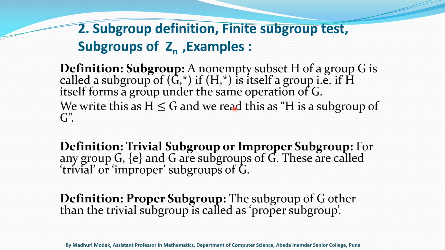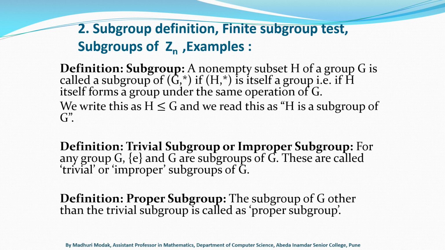Now, if you consider any group G with respect to star, then that group always has two subgroups. One is the set containing the identity only, that is {e}, and another is G itself, because every set is a subset of itself. So for any group G with identity e, {e} and G are always subgroups of that group. These two subgroups are called trivial or improper subgroups of G. Now, what is a proper subgroup? A subgroup of G other than the trivial subgroups is called a proper subgroup.